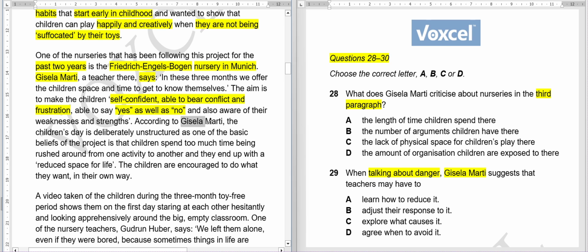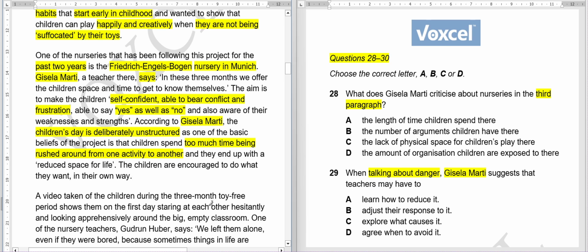So this particular person, Gisela Marti, says that children's day is deliberately unstructured. They are not giving any instruction to children, like you have to do this first, then you will do this, then you will do this. There is no structure to their day, so they can do whatever they want to do, because they believe that when it is structured, they spend too much time being rushed around from one activity to another. Like you have 30 minutes to play the game, then for the next 30 minutes you will do this, then for 30 minutes you will do this, something like that.